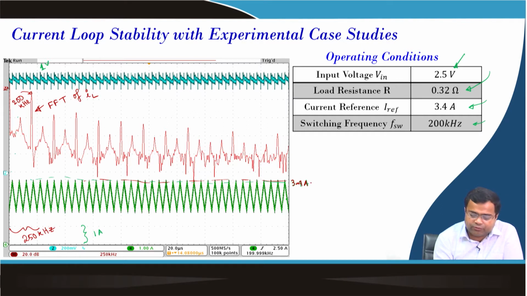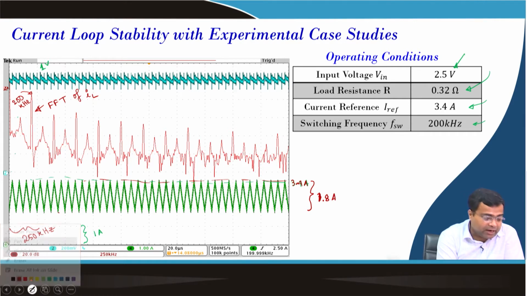Another interesting point, we should remember what the current ripple is. The current ripple, if you consider, is coming just below, around 1.8 to 3.6. So, roughly I think it is around 1.8 ampere, that is our current ripple.